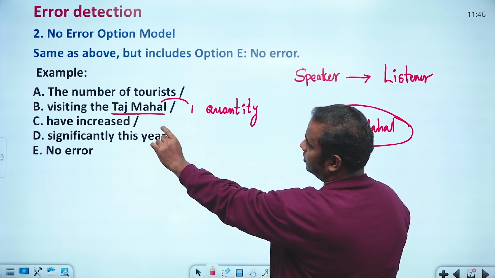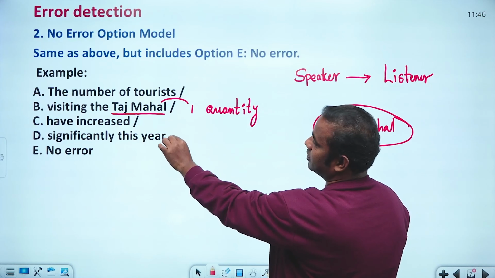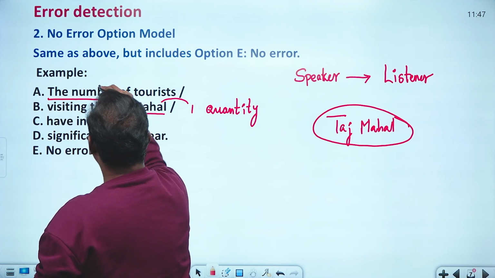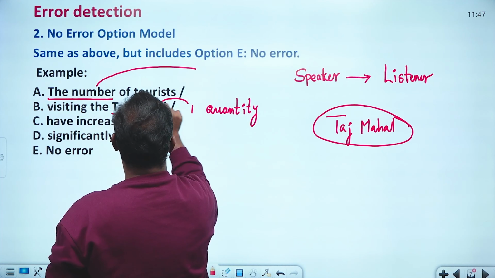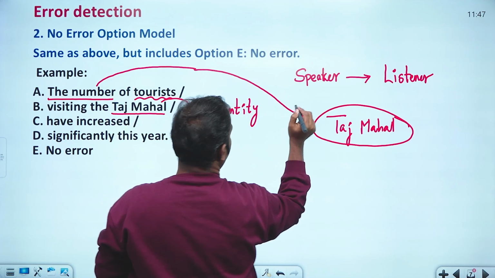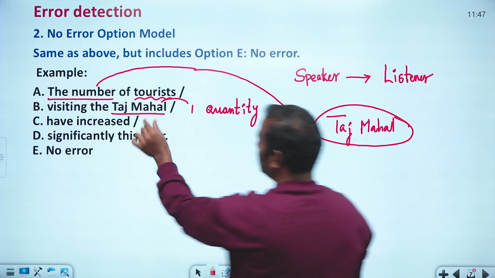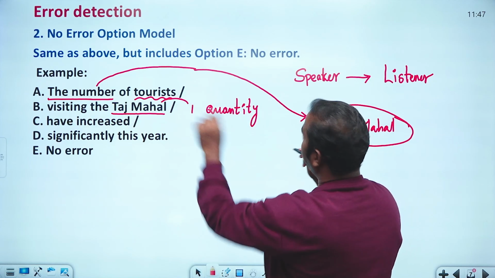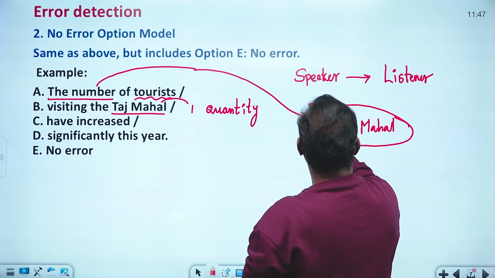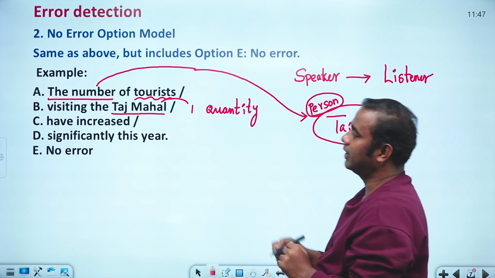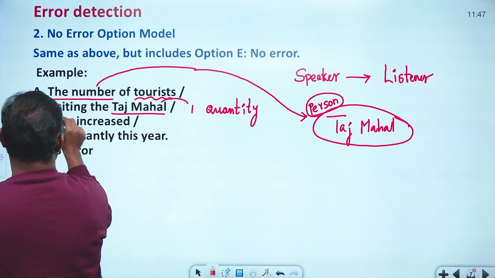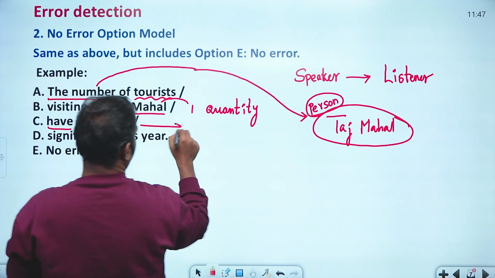So he is talking about the tourists. But what is this number? The number here is not about tourists; it is the number of tourists visiting the Taj Mahal, which is a single thing. So naturally, what should happen here? Instead of have, this has to change to has.